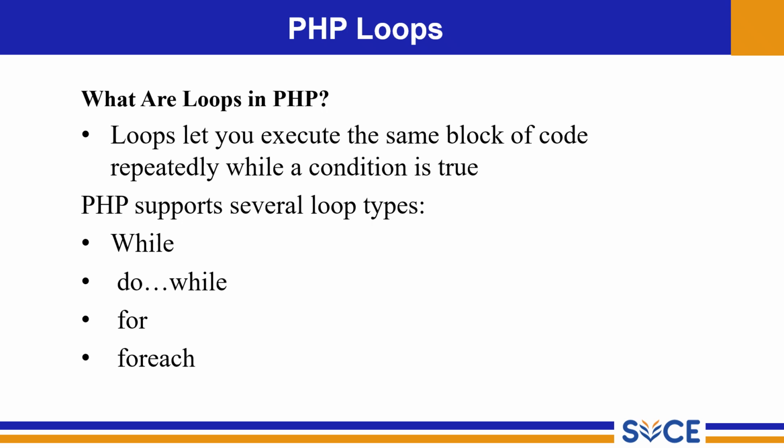First, what exactly are loops? Loops allow us to execute a block of code multiple times as long as a specific condition is true. In PHP, we have several types of loops: while, do while, for, and foreach. Today, we will be focusing on just the first two, while and do while, since they are great starting points for understanding how control flow works in PHP.